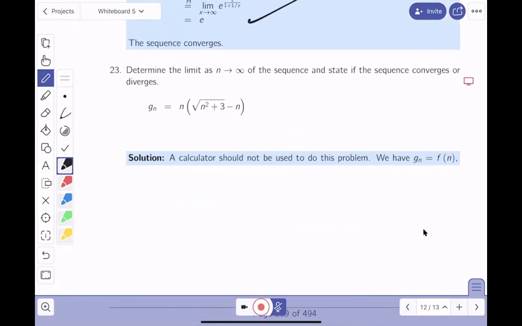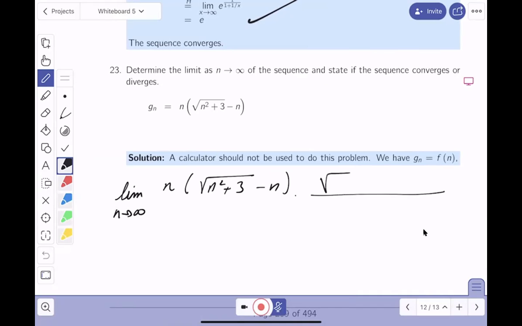Oh boy, this one's another limit problem, right? So I guess I've got to do it. Let's write this down. It's kind of complicated, right? Limit as n goes to infinity, I get n times the root of n squared plus 3 minus n. Now, probably I could answer this without any work at all, but let me just put some work down for you.